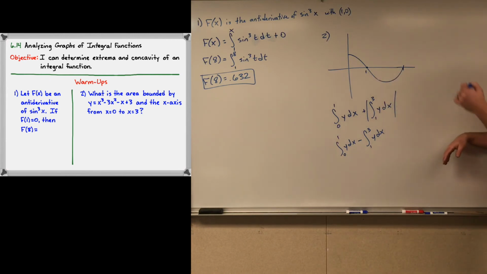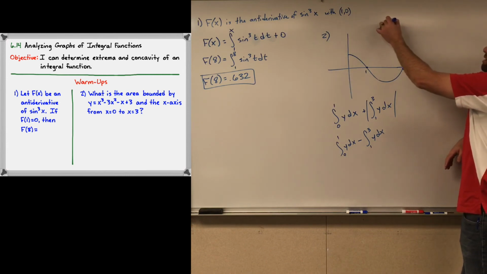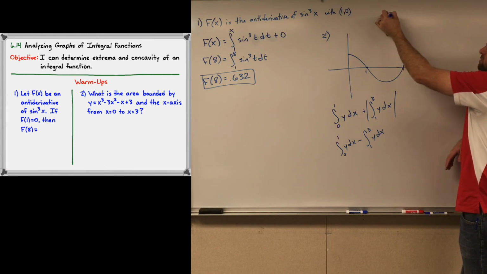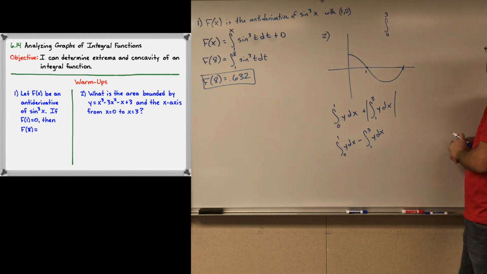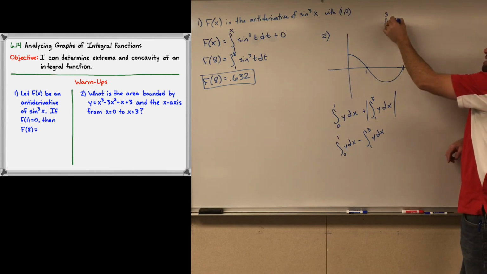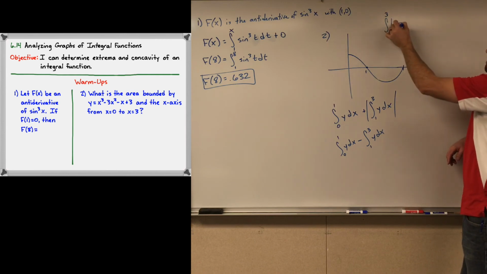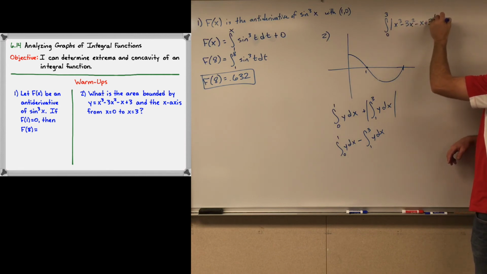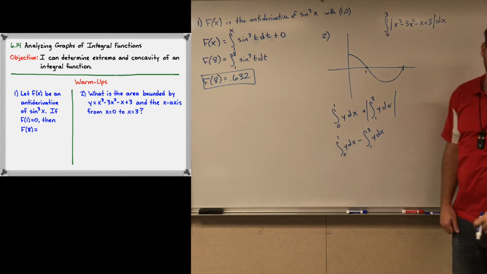Okay. So you could go through all the antiderivative of each, plugging it in and solving it, but what would you be typing into your calculator? The integral from 0 to 3 of what? The absolute value of x cubed minus 3x squared minus x plus 3 dx. Are you guys okay with that?